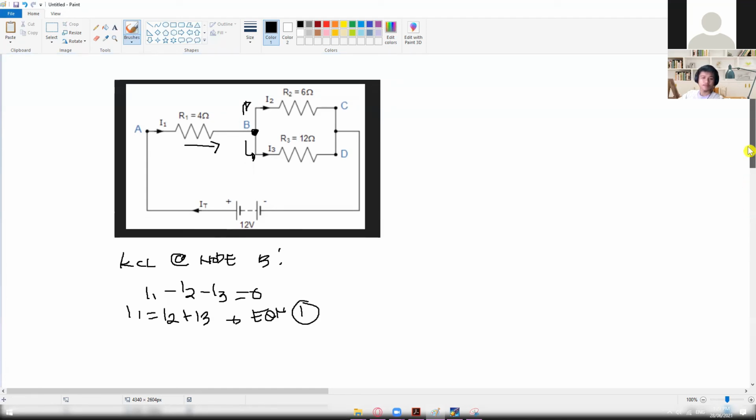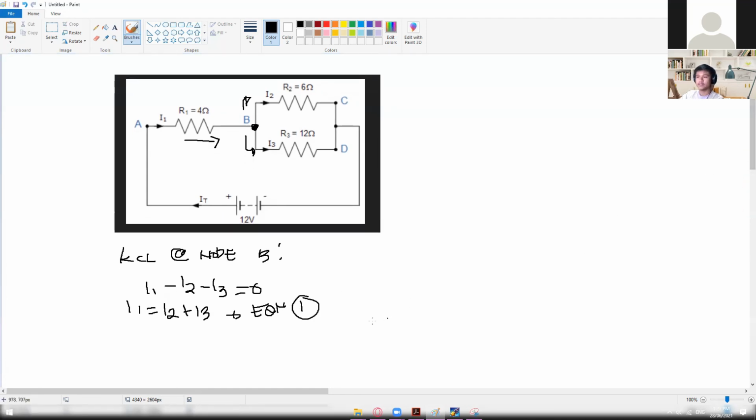Okay, so clear so far on how we got this equation number 1? I1 is equal to I2 plus I3. Okay, super simple. The next one after KCL is now, of course, the KVL.